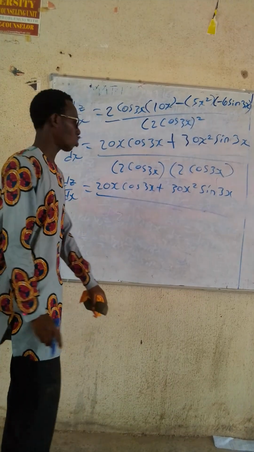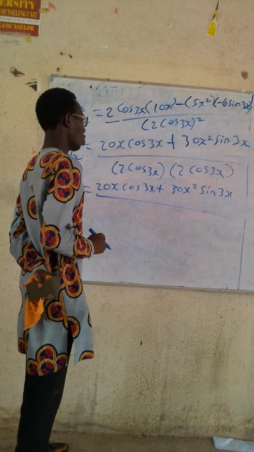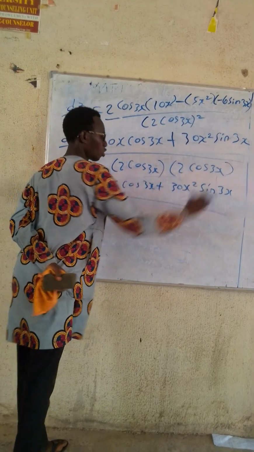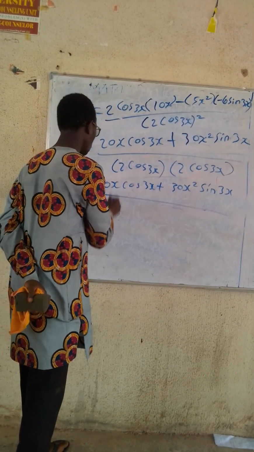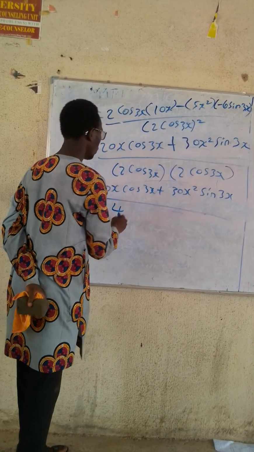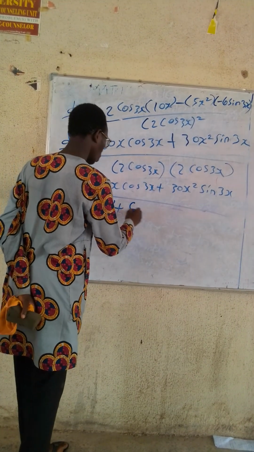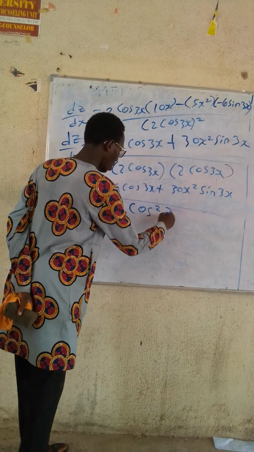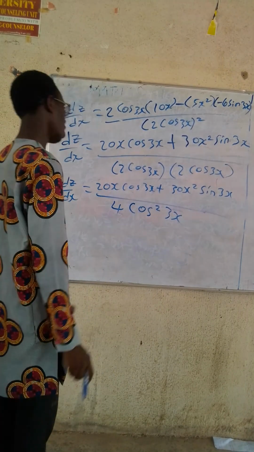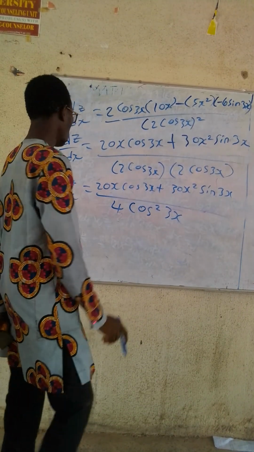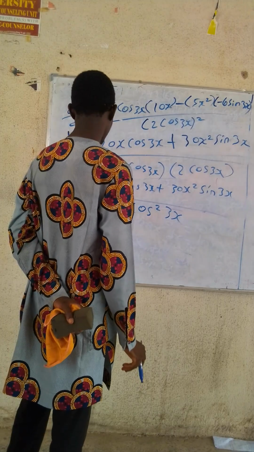Now this is the multiplication. When we multiply this one, we're going to agree that the answer is, 2 multiplied by 2 is 4. Cos 3x multiplied by cos 3x is cos squared 3x. So we have solved this problem.